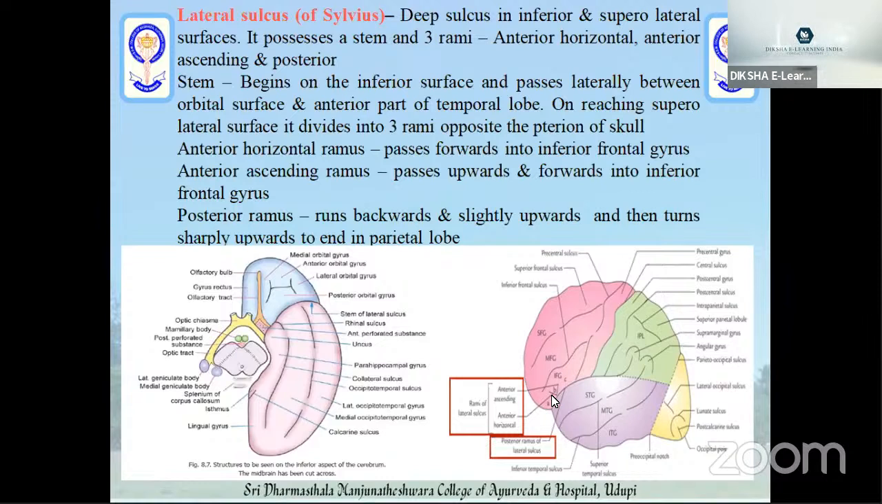And the anterior ascending ramus passes upwards and forwards into the inferior frontal gyrus. The posterior ramus is this one, which runs backwards and slightly upwards and then turns sharply upwards to end in the parietal lobe.